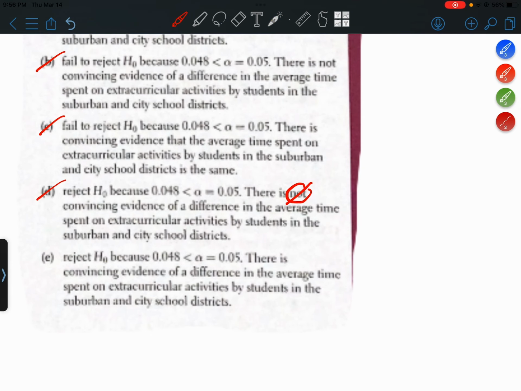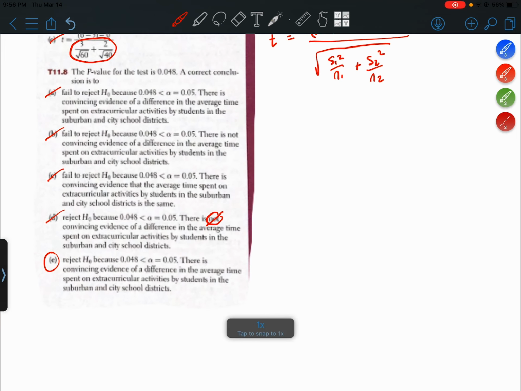E, reject the null hypothesis, 0.048 is less than 5%. There is convincing evidence of a difference in the average time spent on extracurricular activities by students in the suburban and city school districts. All right, that's the correct conclusion.